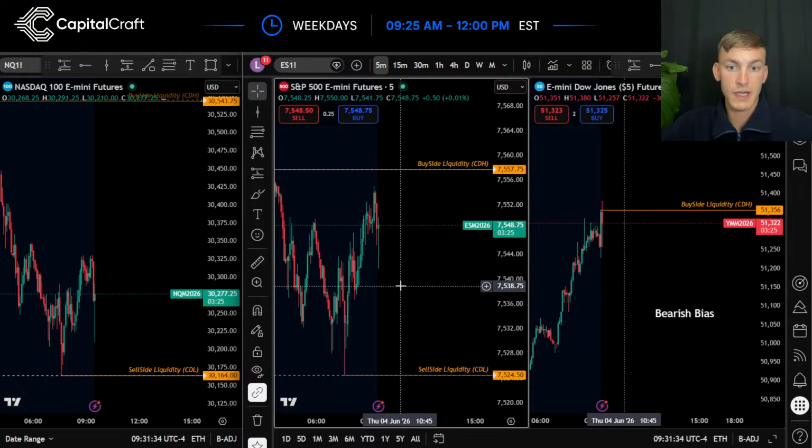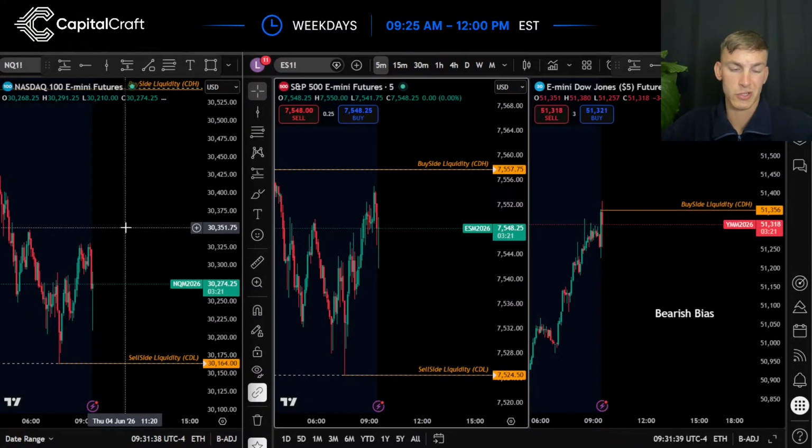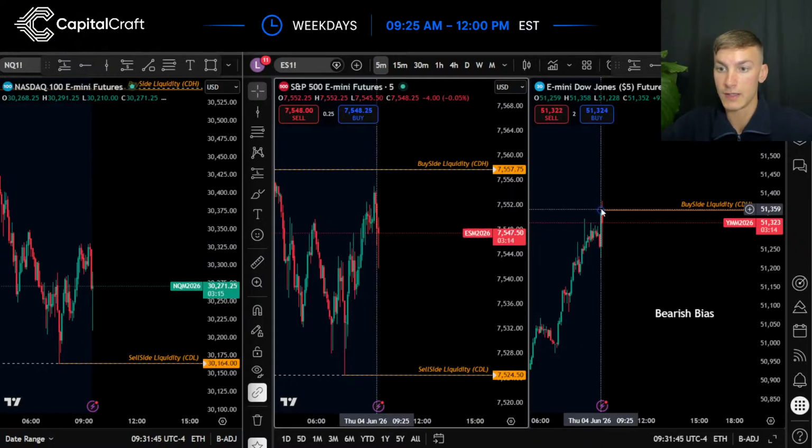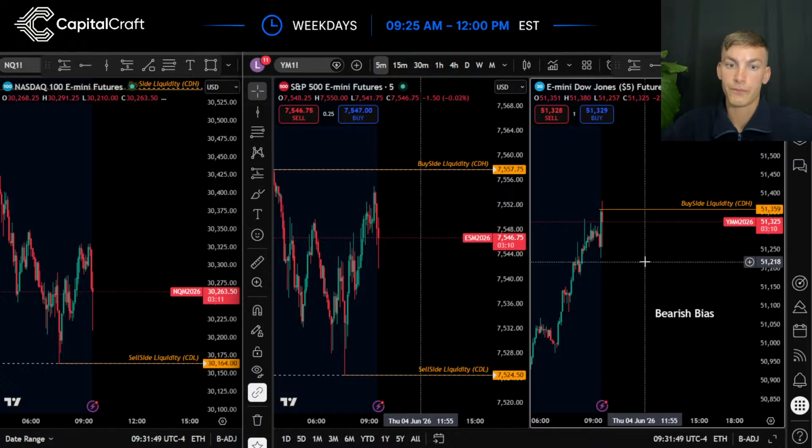So we can see a rejection in that specific level, obviously super early in the session. We're approximately a minute and a half in, and we can already see a very volatile market. We've seen a raid in this specific level for the Dow. So what we're going to do now, just stay patient, just see how things go.